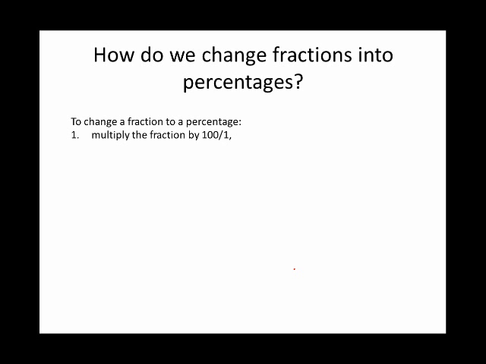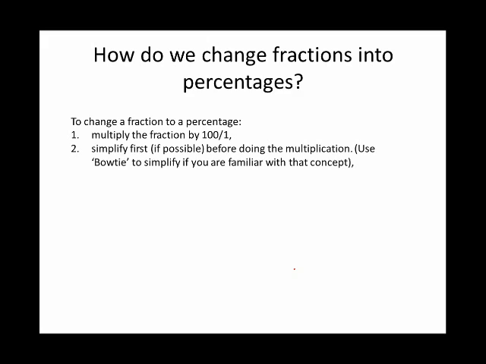Well, firstly, we multiply the fraction by 100 divided by 1. Secondly, we do simplification if possible, before doing the multiplication itself. Now, if you're familiar with bow tie, this is when you would use bow tie. If you're not, don't worry about it. I'll introduce you to bow tie at the end of this video. And lastly, you would write down the percentage sign.